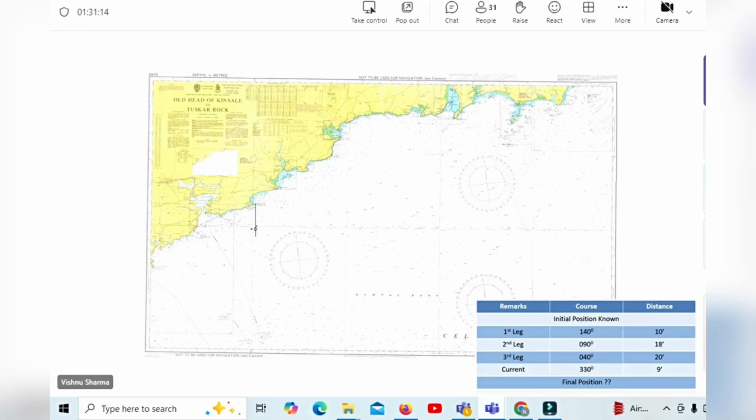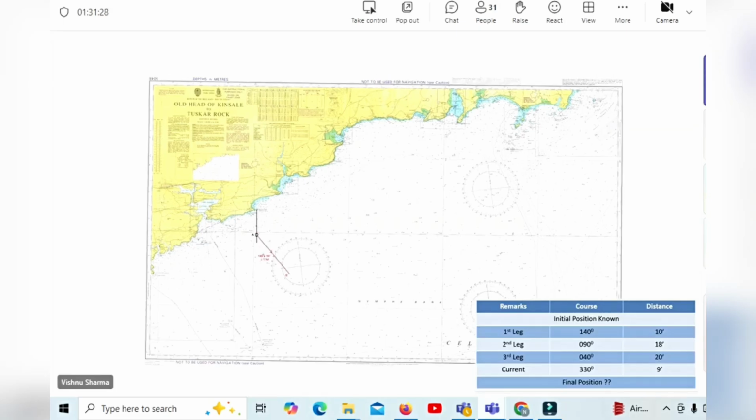Point A is the position of the vessel as given in the question, south of Ballycotton Island, whatever distance given. Then from here, the vessel gets on the first leg of 140 degrees at 10 miles. It does 10 miles. Is this the first leg and it brings me to point B? Yes or no? The first leg brings me to point B, guys. Yes, sir.